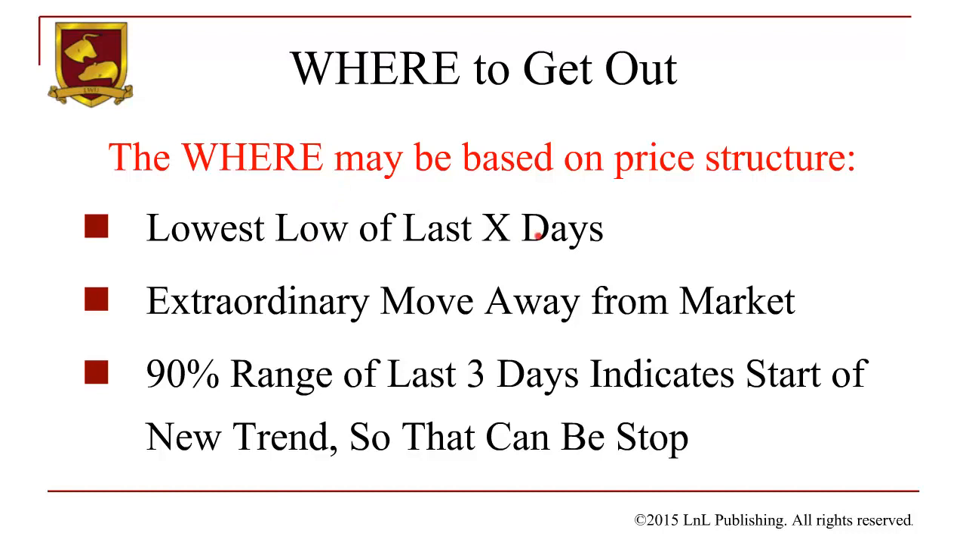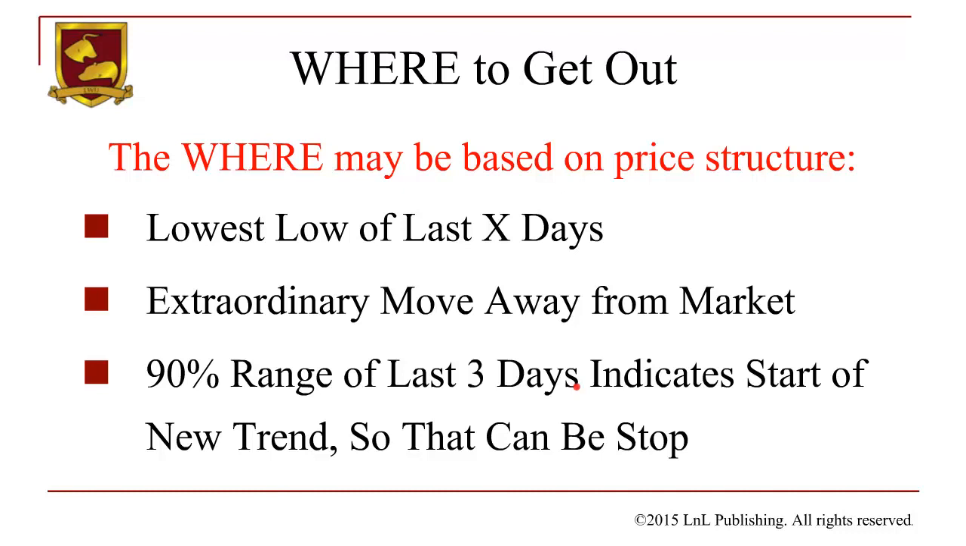So I like to use the lowest low of the last X number of days, or an extraordinary move away from the market. If the average range, as an example, has been 100 points, and suddenly we have a 200-point range, well, that's an extraordinary move. By and large, 90% of the last 3 days range, if the market moves that much from today's opening price, you're starting a new trend. So we're looking for an extraordinary move against our position.